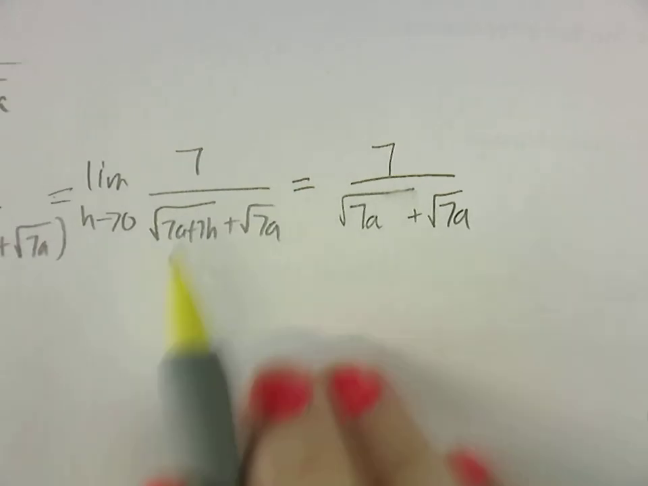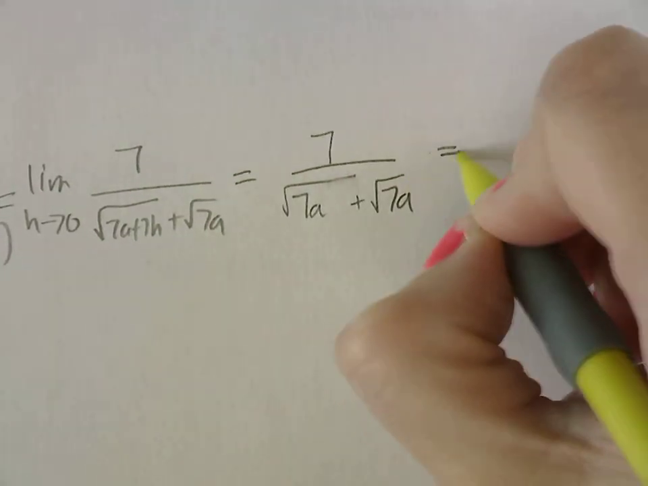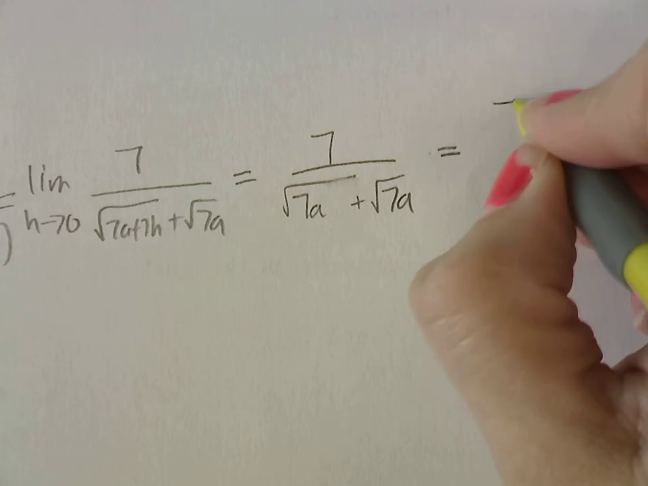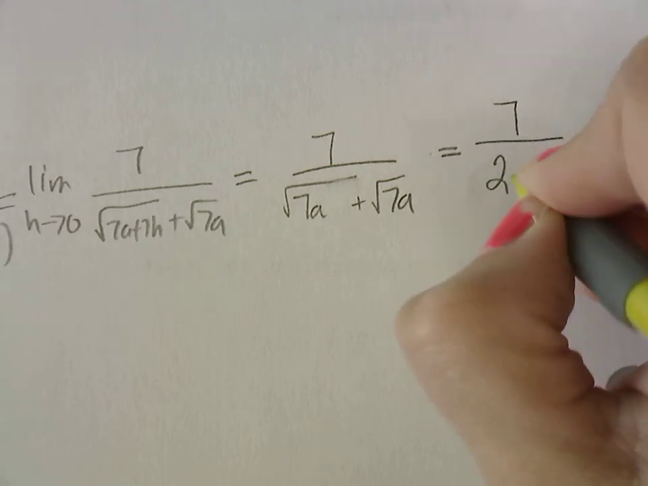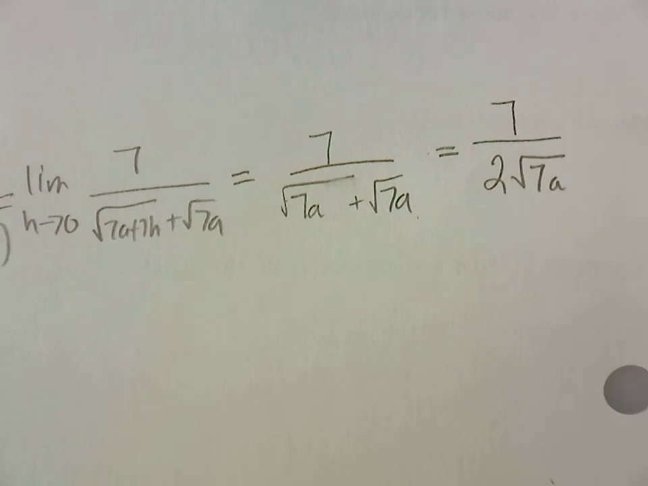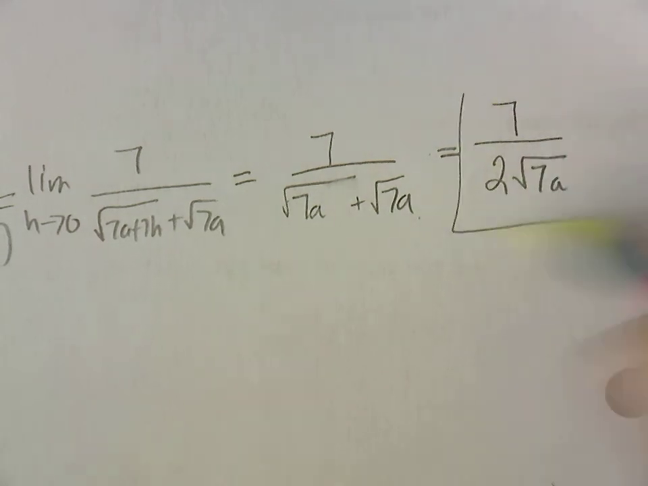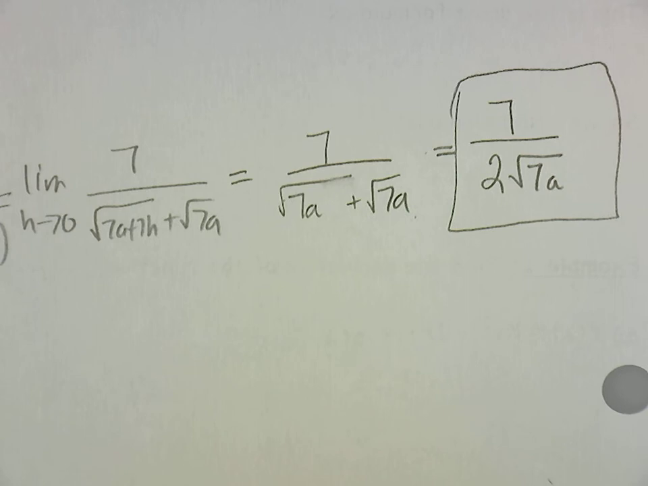So because those two are the same, your final answer is going to be 7 over 2 square root of 7a. These are like terms. They have the same radical. So the coefficients, 1 plus 1, will give you this, and that will be your final answer. So this is different from yesterday because we had a number. Now that we're just doing f of a, you're going to have an expression.